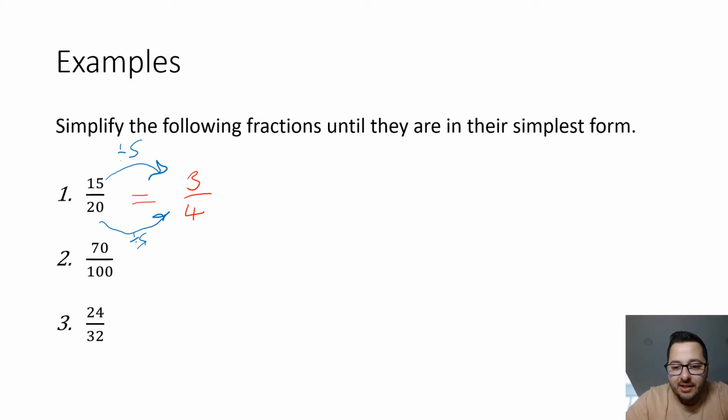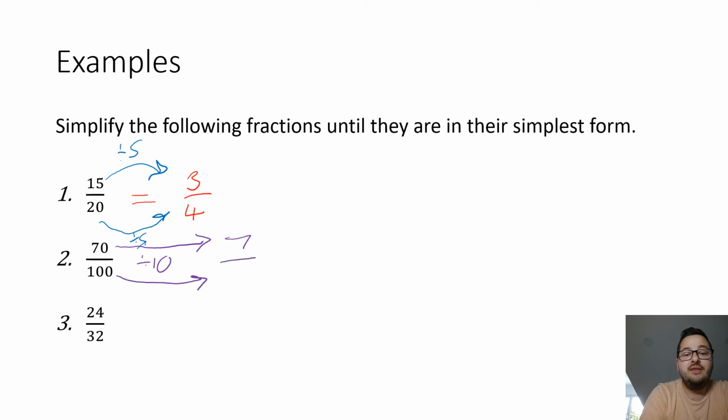Okay, so let's look at the next one. We've got 70 and 100. What times table are they both in? They're both in the 10 times table. So we're going to divide by 10. The top one, 70 divided by 10 is 7, and 100 divided by 10 is 10. So that fraction is equal to 7 over 10.